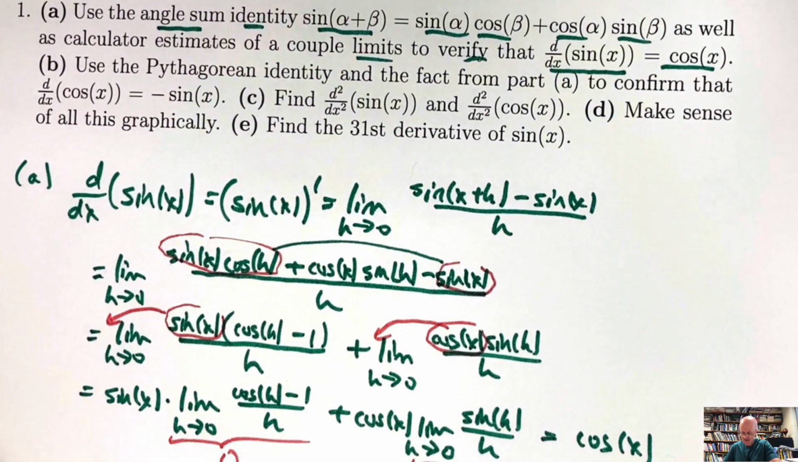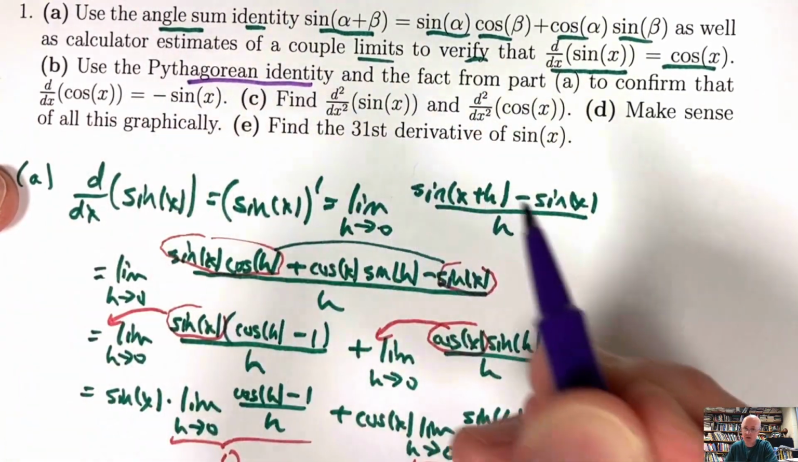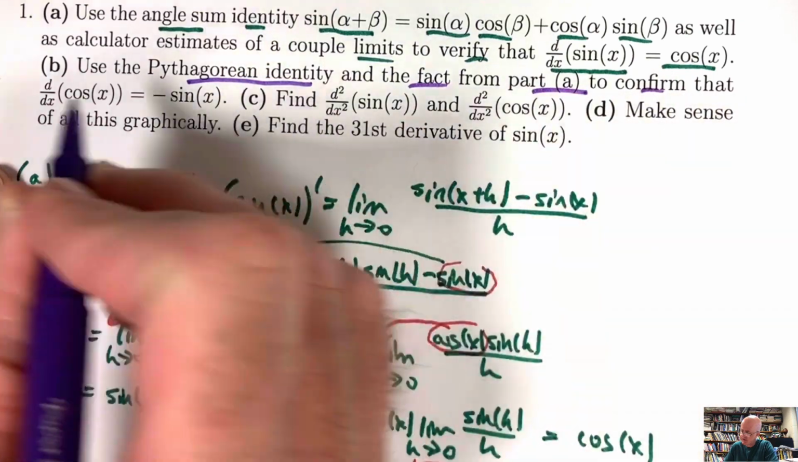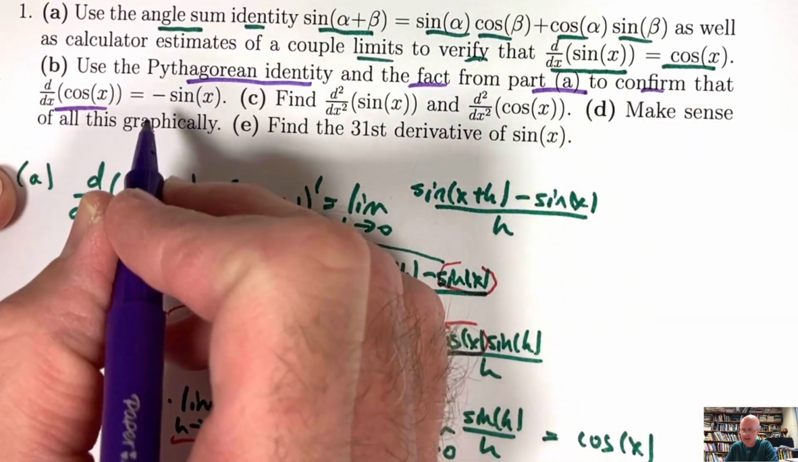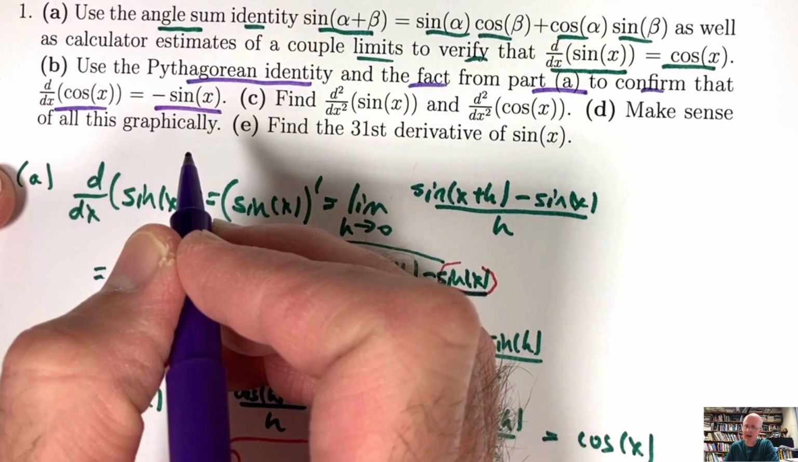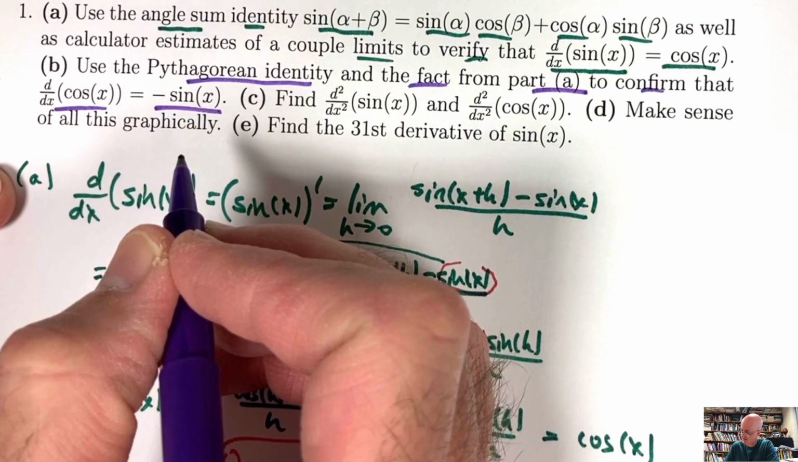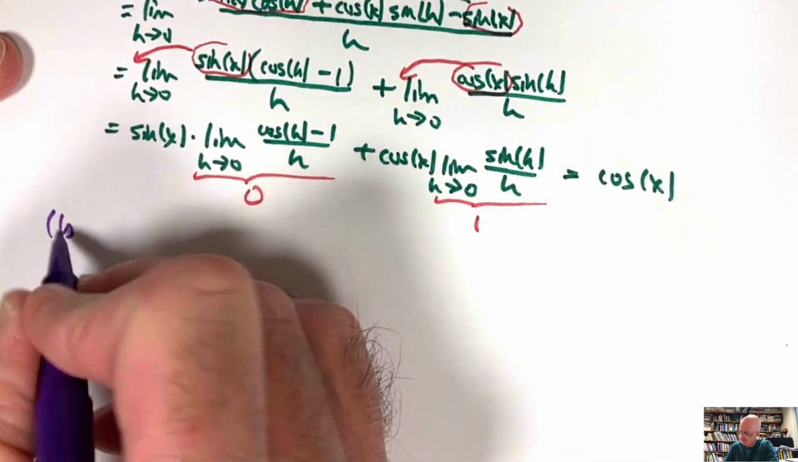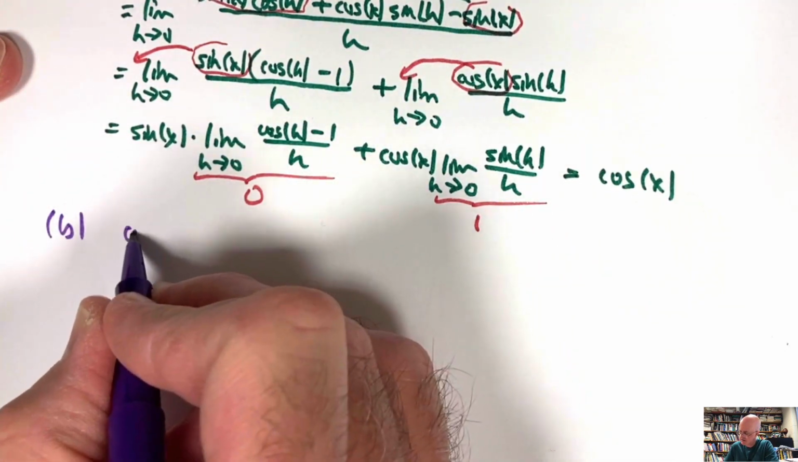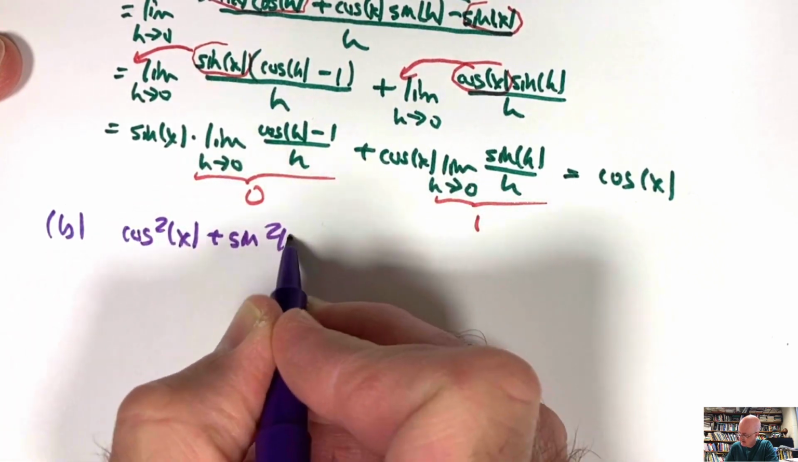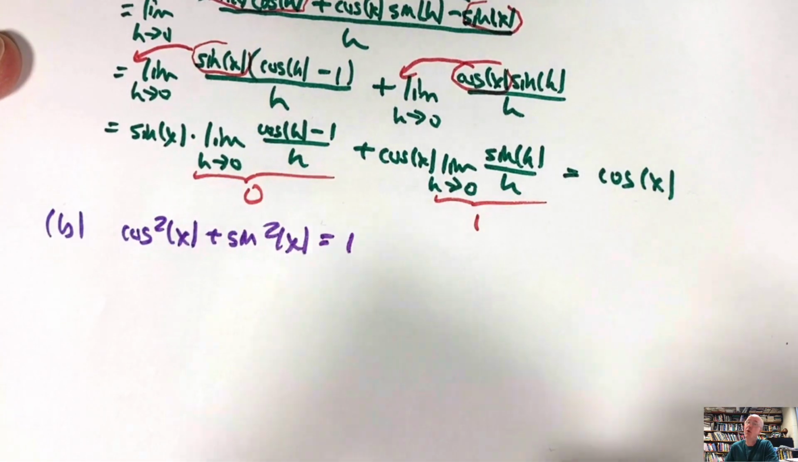Part B says to use the Pythagorean identity. This is kind of fun here in Part B. Use the Pythagorean identity and the fact from Part A to confirm that the derivative of cosine of x is not sine of x, but negative sine of x, the opposite of the value of the sine function. Well, what's the Pythagorean identity, first of all? It's the fact that cos squared x plus sine squared x equals 1 for all x.